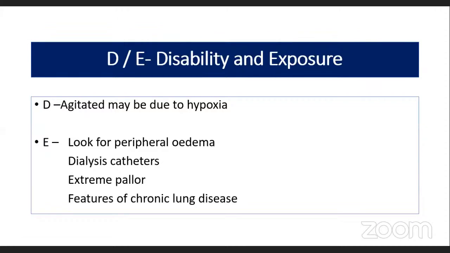In E, you need to look for whether the patient has any cardiac problem like congestive heart failure, peripheral edema or right heart failure, and whether the patient has a dialysis catheter. Especially you need to identify whether the patient has kidney failure, because sometimes the only presenting feature in a patient with significant anemia is shortness of breath, because he has very low oxygen delivery due to very low hemoglobin, and other features of chronic lung disease.